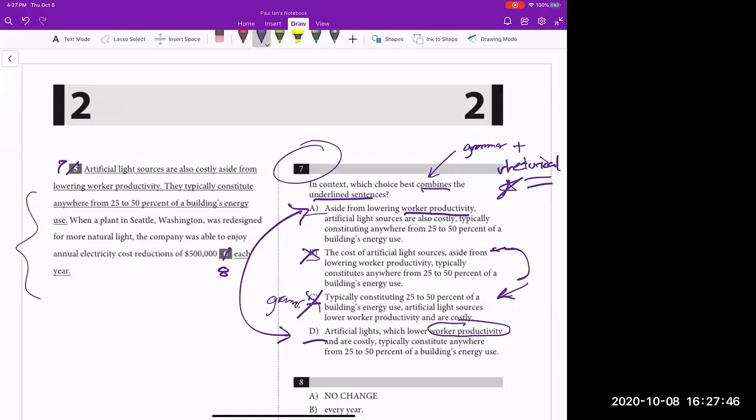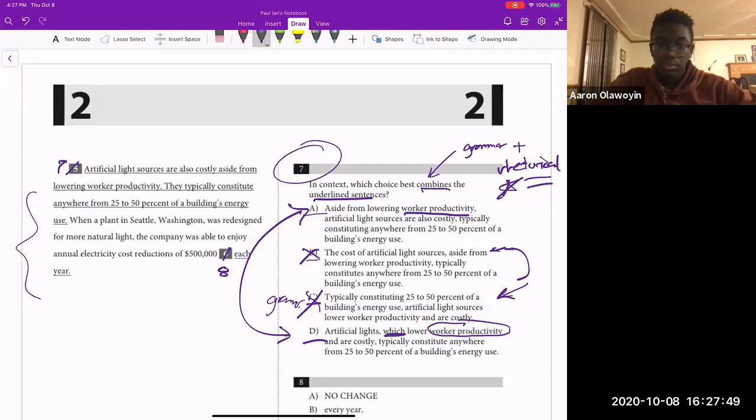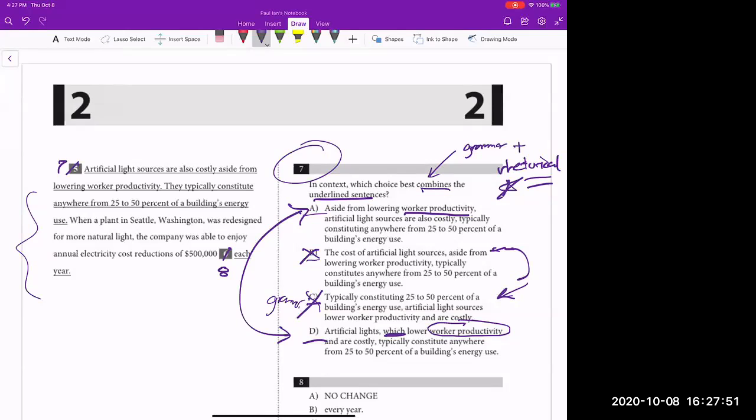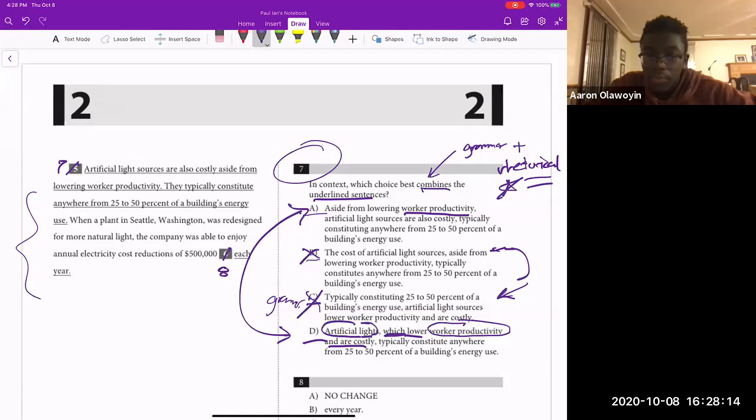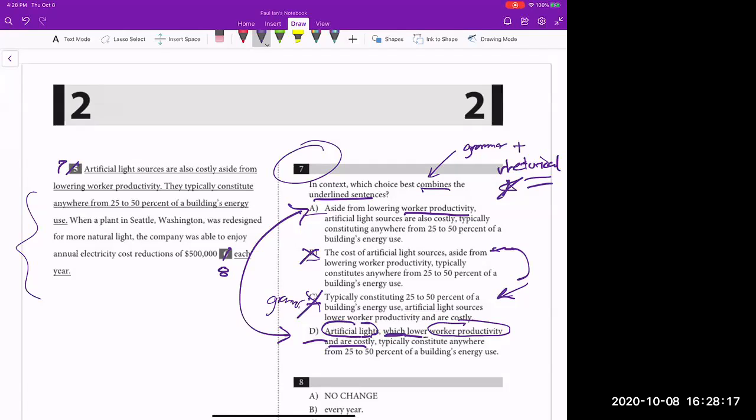So you know how we have this "which," right? What happens when they have this "which"? What is it called? Non-essential. So this is non-essential. Let's read it: "Artificial lights typically constitute anywhere from 25." It still works, so that checks off, it's non-essential. Now let's check what it's modifying. Is this a dangler or a misplaced modifier? Artificial lights is your noun, right? And "which lower worker productivity" is modifying artificial lights.